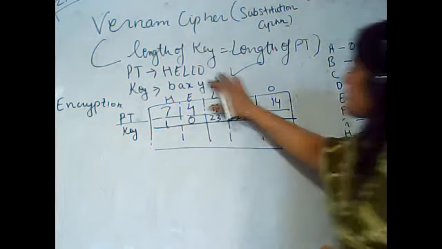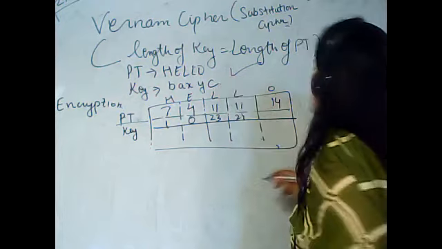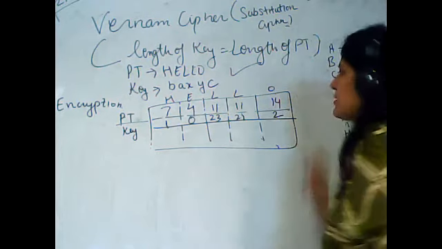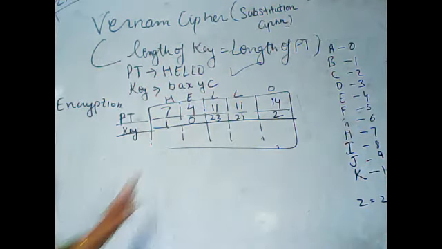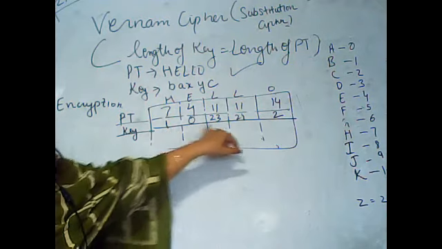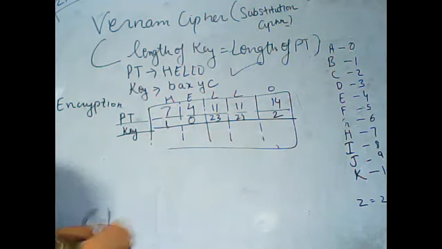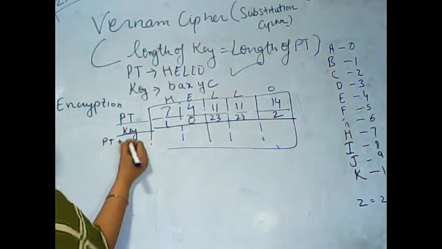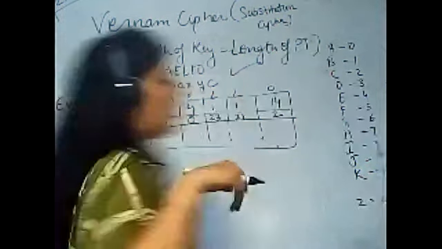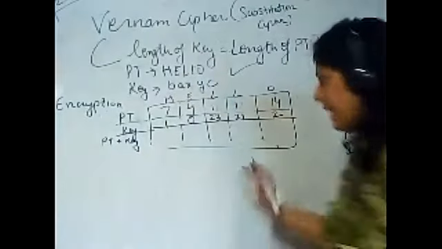And the last one is, sorry, this is C. So the last one we are having is C, so that is 2. Clear? Now again we have to substitute the numeric value of the particular alphabet for the keys also. Now the third step is that we need to add plain text and key. So we are adding all those plain text values. Let's add that particular value.